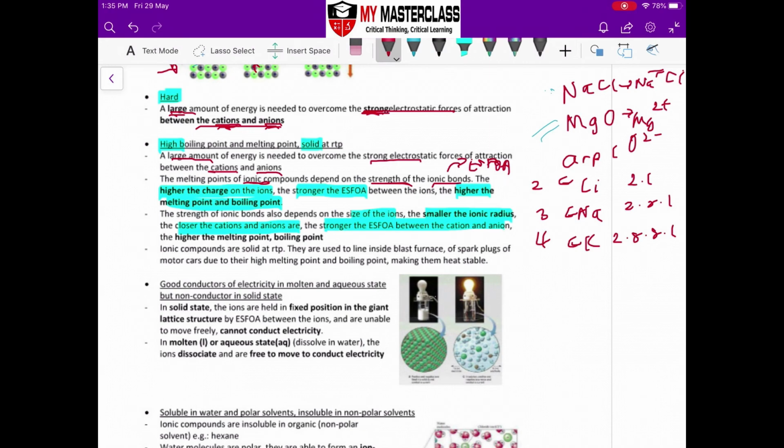By this deduction, your lithium chloride, LiCl, will have a smaller ionic radius than NaCl, than KCl. So my lithium chloride will have smaller ionic radius, stronger electrostatic force of attraction, so higher melting point and boiling point. Your potassium chloride will have the lowest melting point and boiling point, because it has the biggest ionic radius, weaker electrostatic force of attraction between the cations and anions. This leads to lower melting point and boiling point.